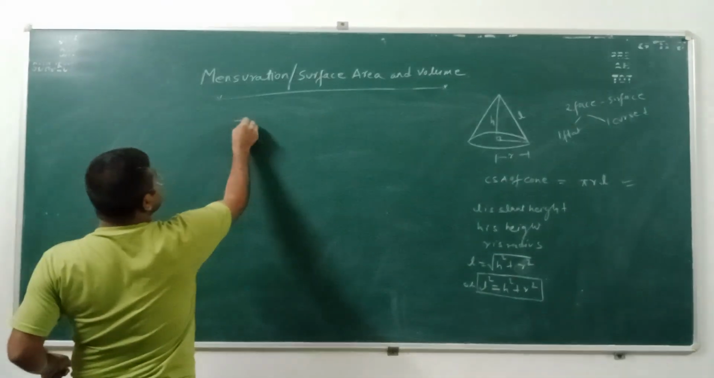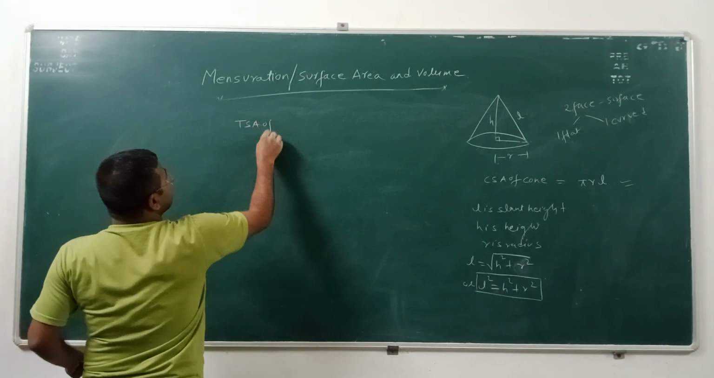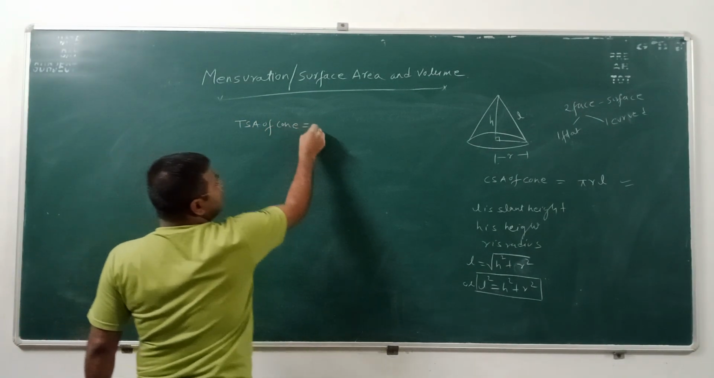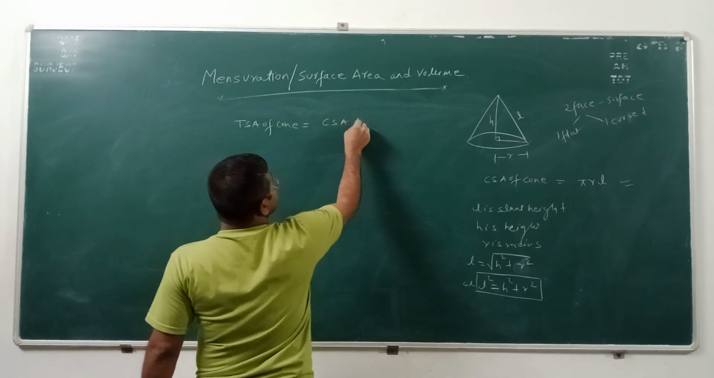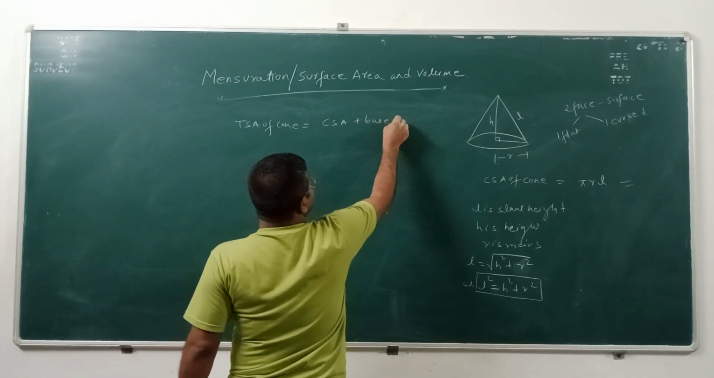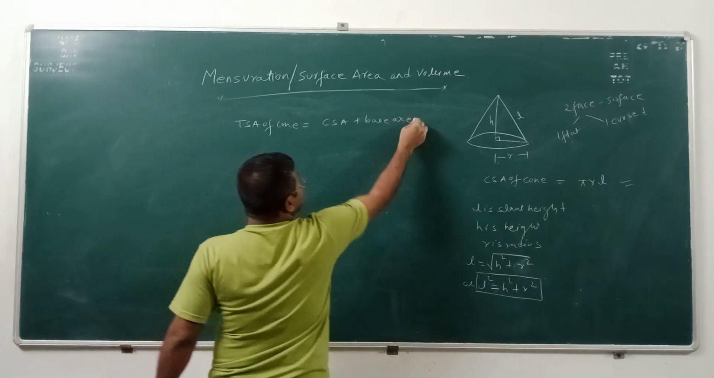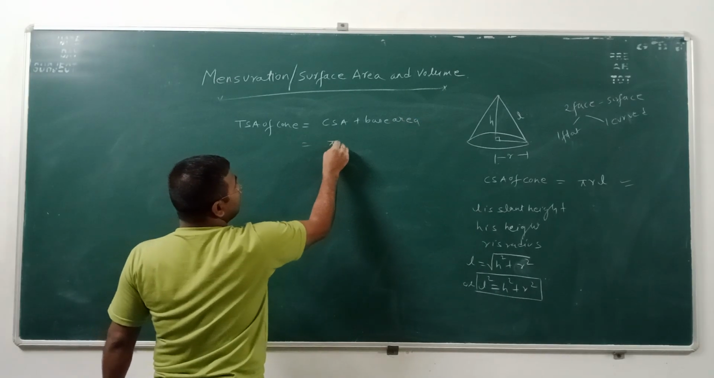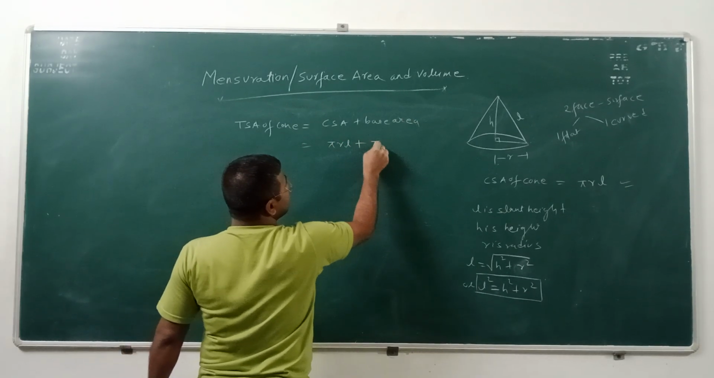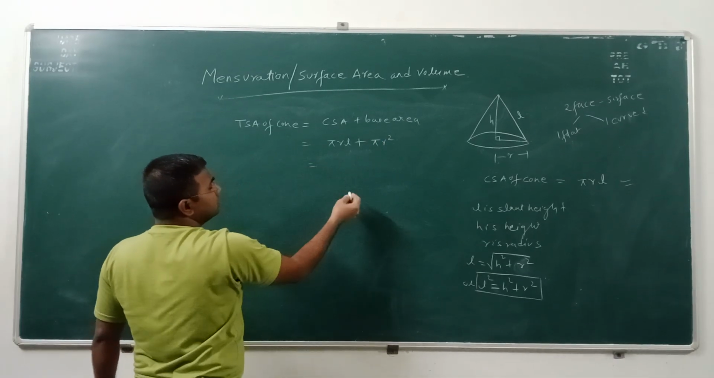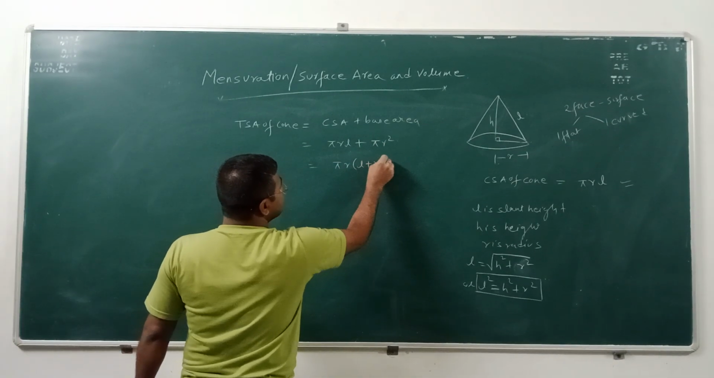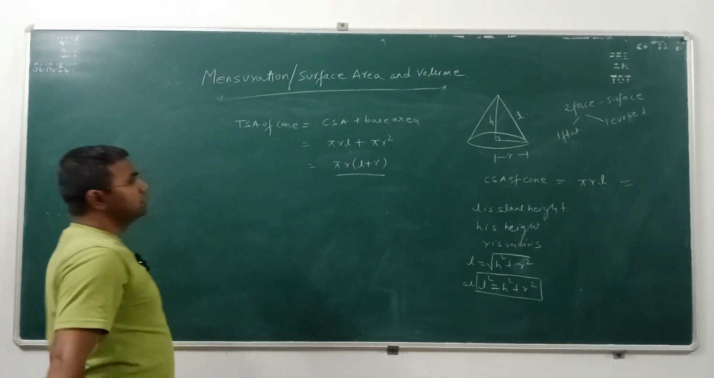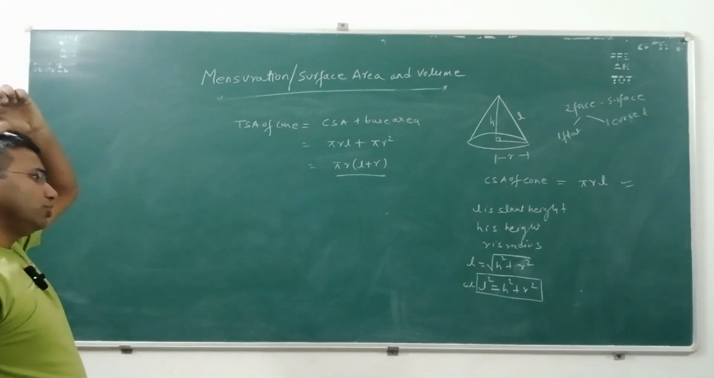Okay, now see, TSA of cone. TSA of cone is what? CSA plus base area. Now see, CSA is what? Pi r l. Base area is what? Pi r square. Then if you take pi r common, then (l plus r) will be there. Then this is the TSA of cone.